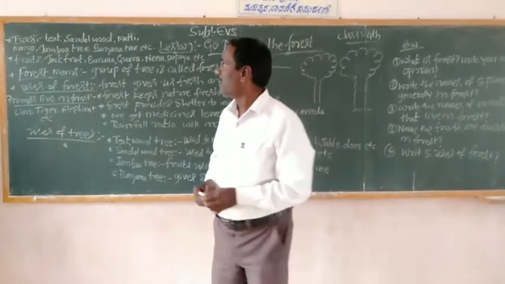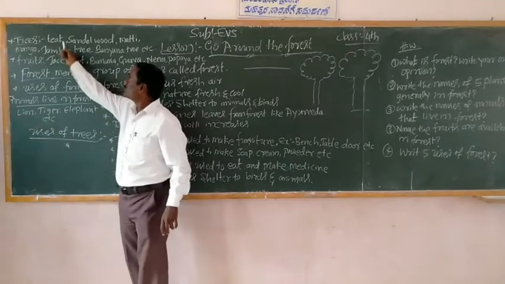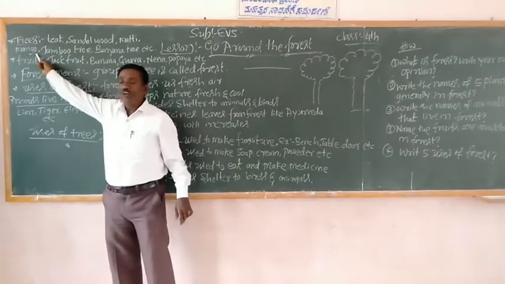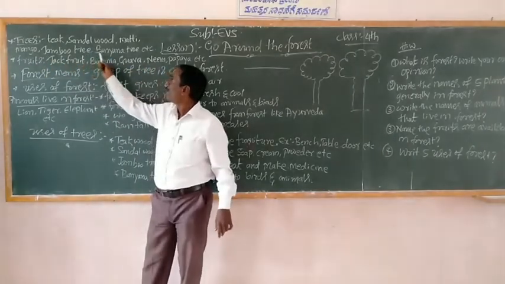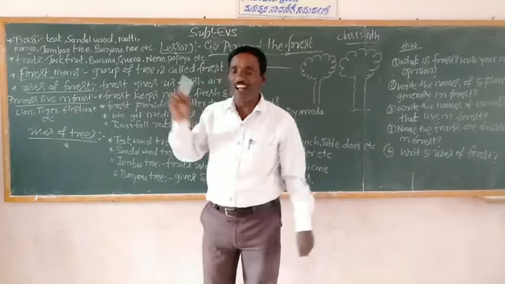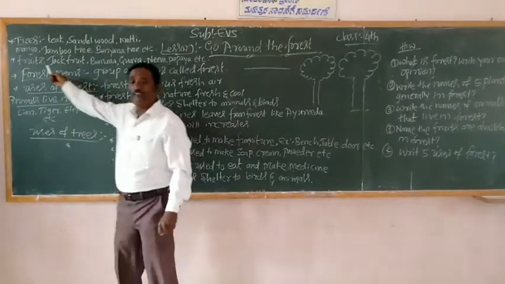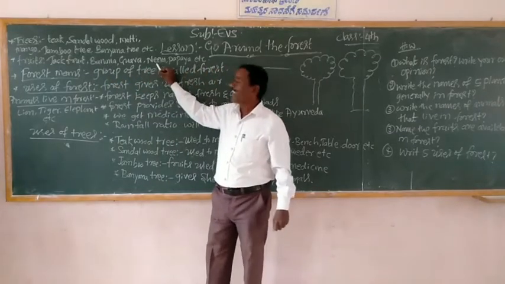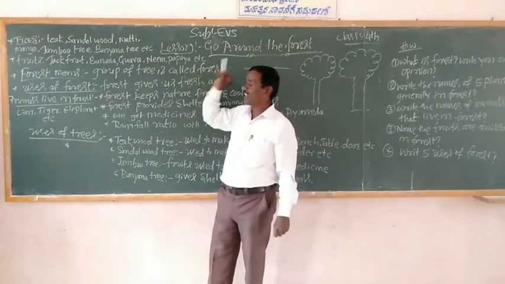Dear students, trees like teakwood, sandalwood, mati tree, mango tree, jambu tree, banyan tree, etc. Do you know the trees? Yes, you already know. Next, fruits: jackfruit, banana, guava, neem, papaya, etc.